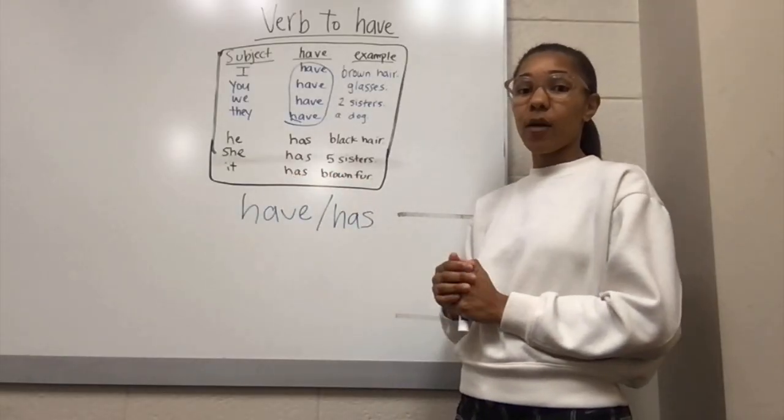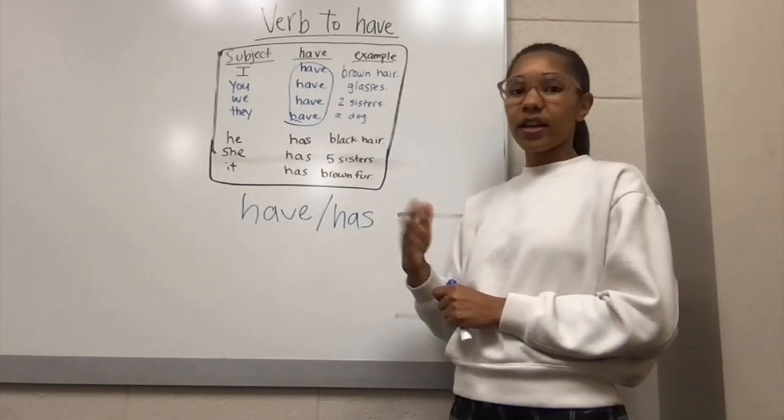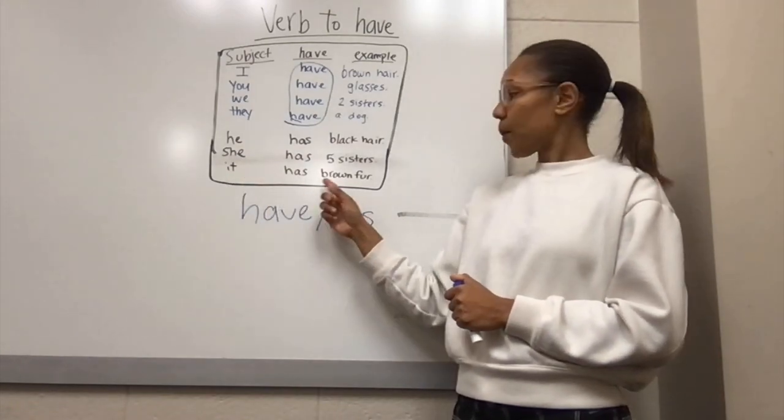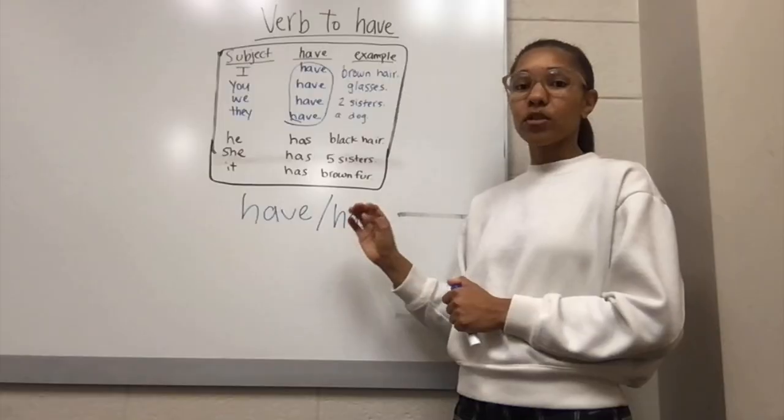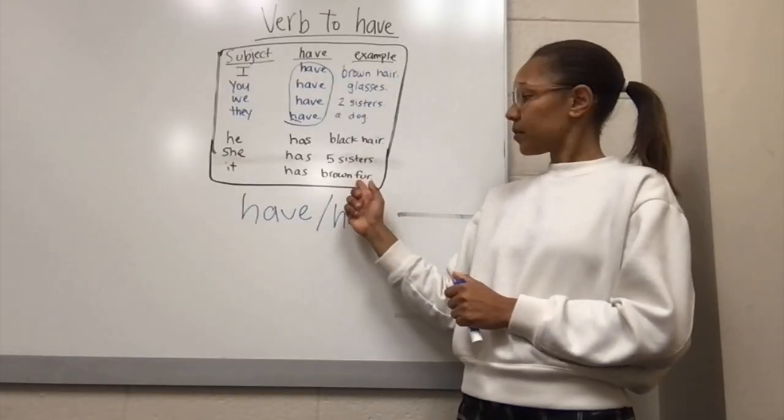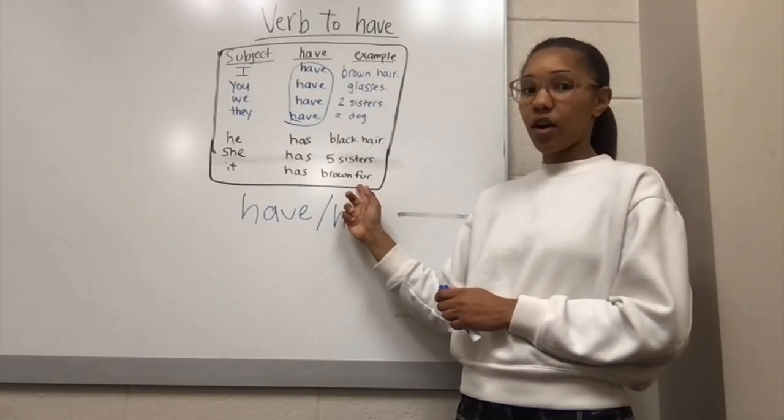So if we're talking about the dog, we can say the dog: it has brown fur. Or brown dog hair. Brown fur is what we call dog hair.